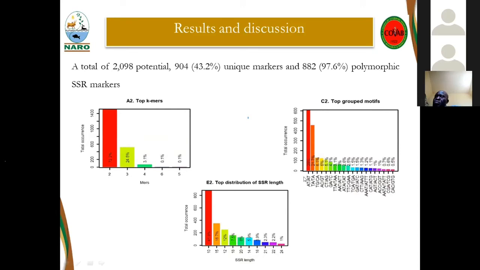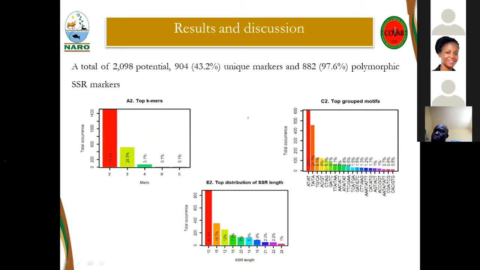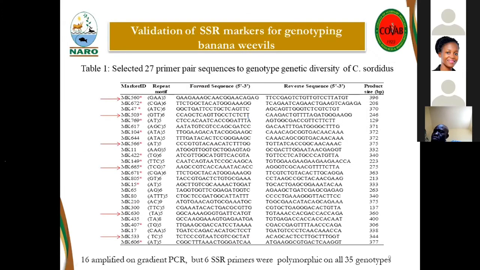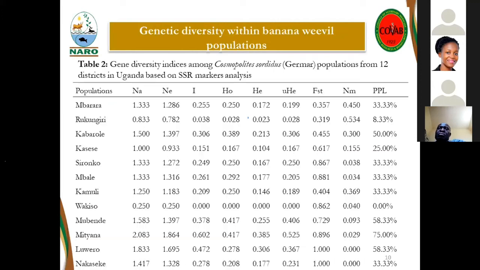And this can be explained by what we call retrotransposition that happens within the genomes of eukaryotes. So from here, I couldn't assess all the 887 markers. I only picked 27 and ran my samples on them. And from this, 16 SSR primers were able to amplify on gradient PCR, but only 6 were polymorphic for all the populations that were grouped.